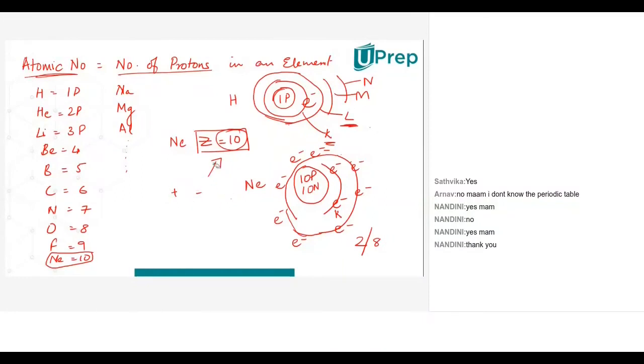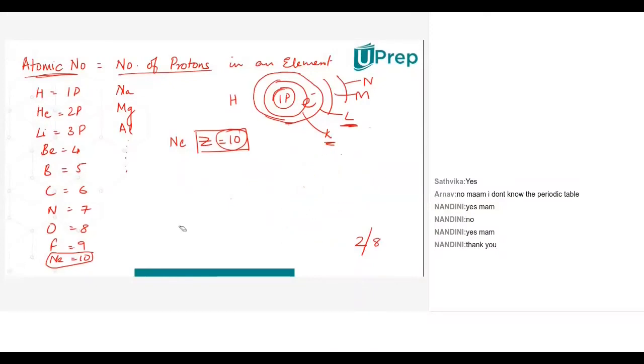Similarly, can you guys tell me what is the electronic configuration for magnesium? Magnesium has atomic number 12. Can you please type? Okay, ma'am. Magnesium has atomic number 12, and I want you to tell me what will be the electronic configuration of magnesium.